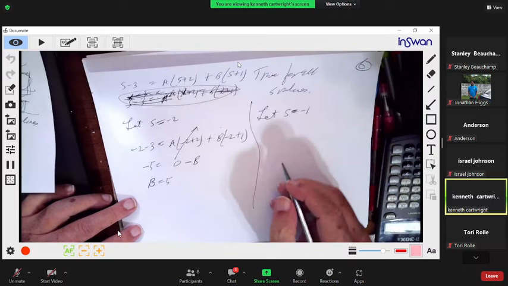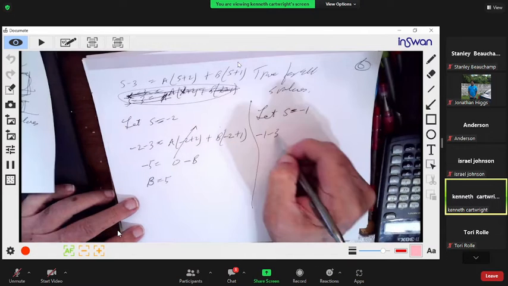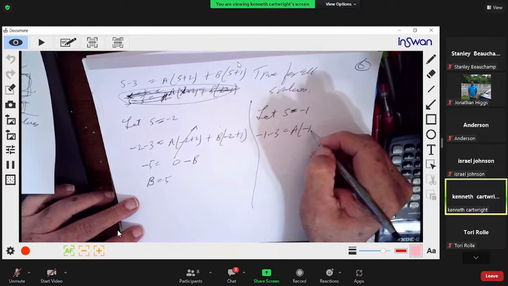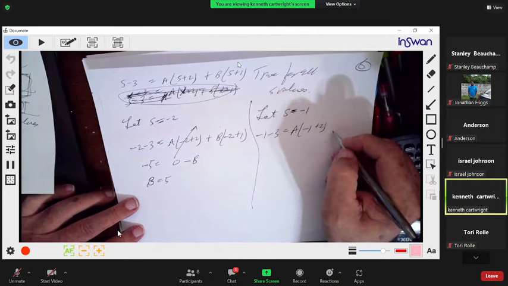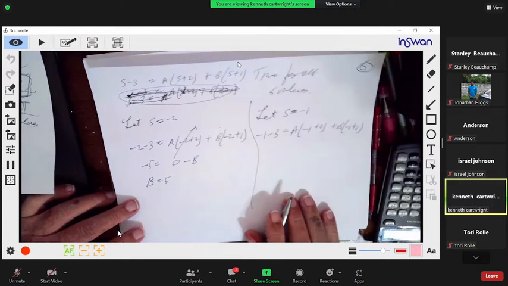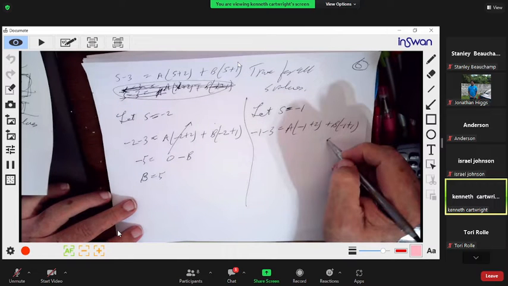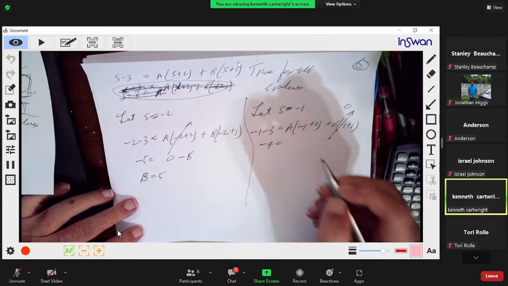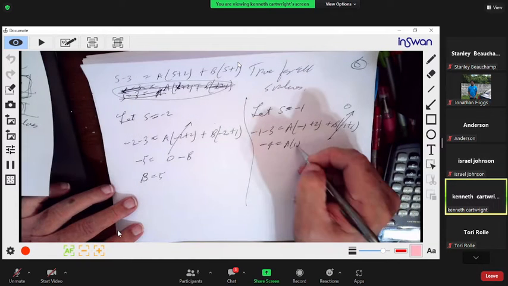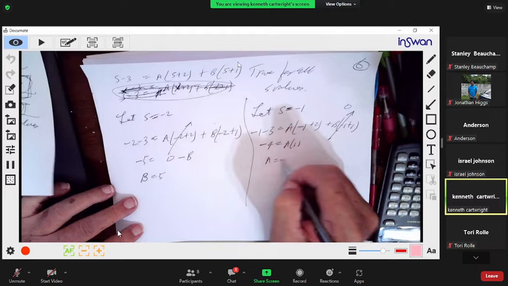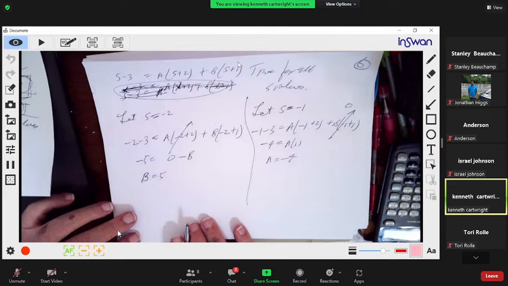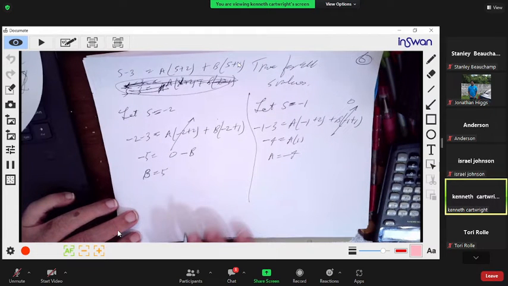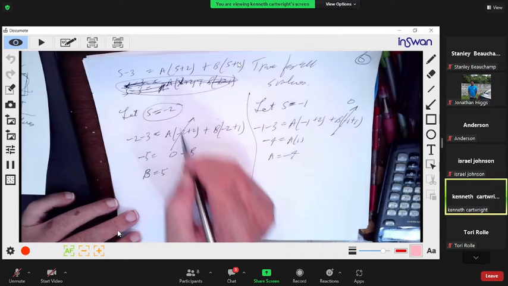Let s equal -1. Then we have -1 minus 3 equals A times (-1 plus 2) plus B times (-1 plus 1). Now you see we made B disappear. So this is now -4 equals A times 1, or A equals -4. Notice this is a root.